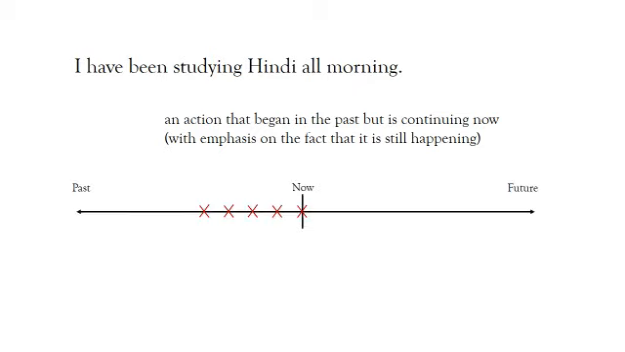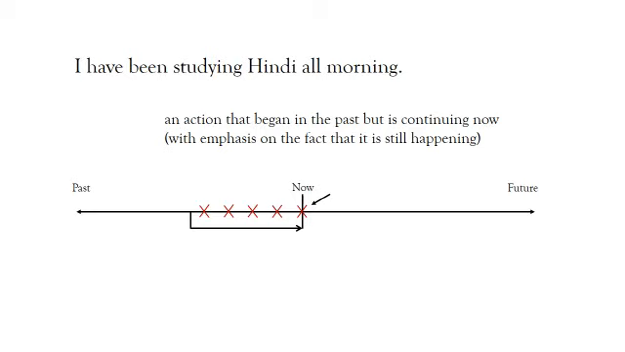It started at some point in the past, maybe early in the morning or 4 o'clock in the morning, and I'm still studying. All this morning, I have been studying Hindi. And the focus is on the now, the present moment at which the studying is happening. Now remember, in the earlier example, the focus was on the starting point and the entire duration from that starting point to the present moment.